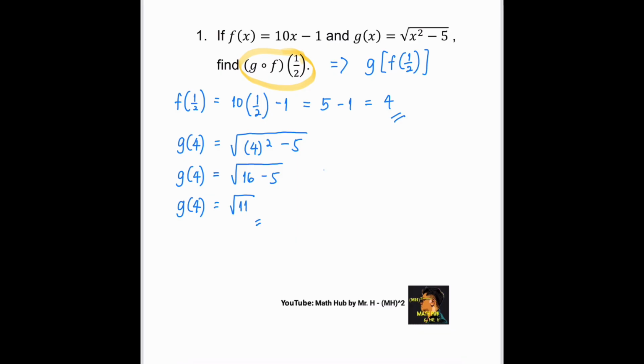So we can say that, therefore, g of f of 1/2 is equal to square root of 11. Let's take a look at the second example.